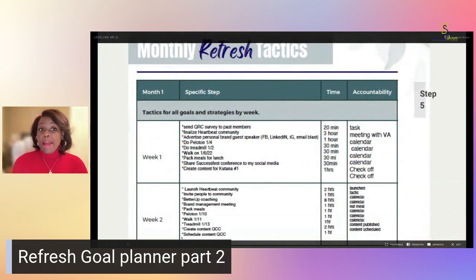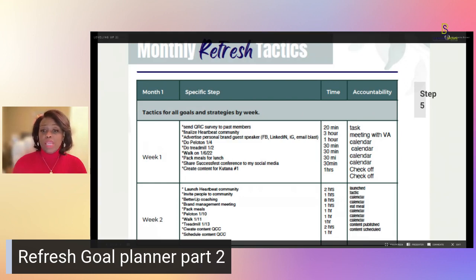So this is what it might look like for someone like me who has 2 goals and 3 strategies for each goal. So week 1, this is the first week of January. So I'm making it actionable. I'm making sure that the things that I need to do to reach the goal are actually happening because I'm scheduling them, and I'm scheduling them intentionally in the place that they need to go.